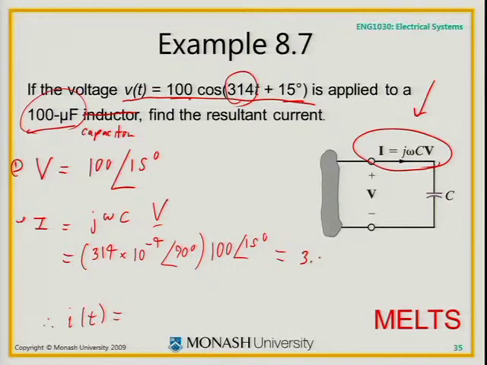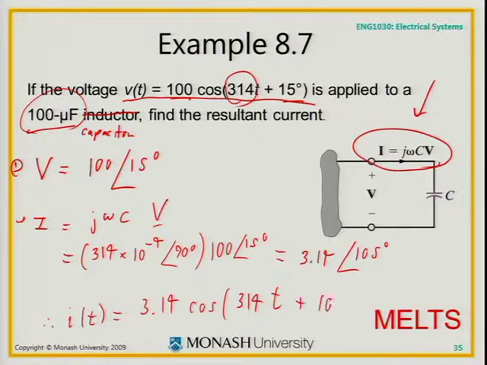So that is 3.14 multiplying amplitudes. I add the angles, 3.14 at 105 degrees. Convert back to time domain. So it's 3.14 cos, same omega, plus 105 degrees in amps. So most of you were able to get that, which is great. Any questions?